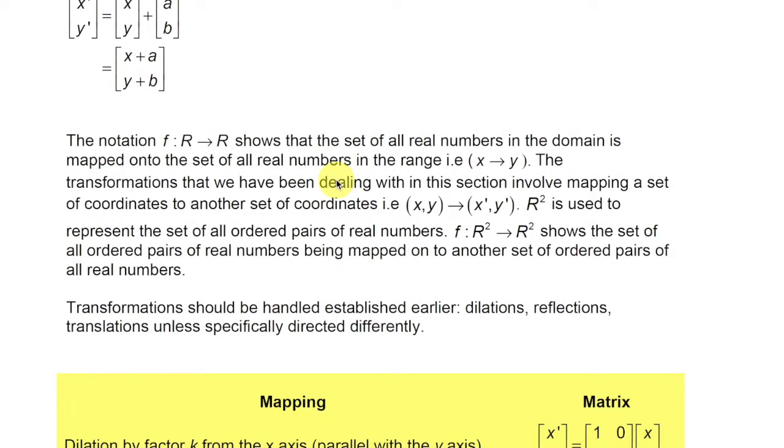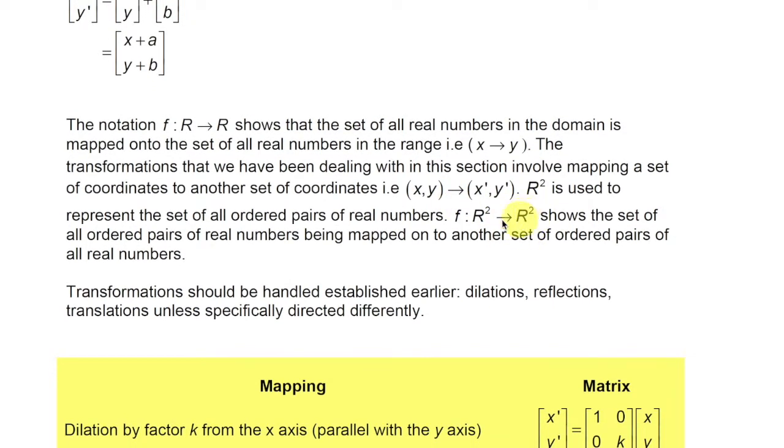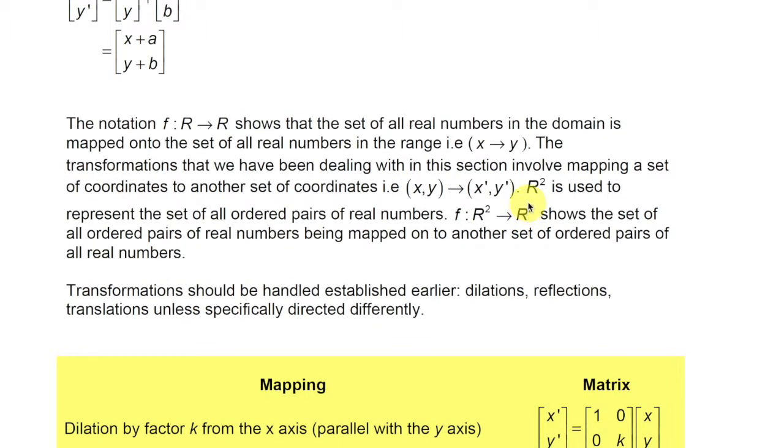Just some terminology, guys, too. If we're looking at the transformation of the original point xy becoming x prime, y prime, then R squared is used to represent the set of all real ordered pairs. Because it's got an x and a y, we're just using the power of 2 there. It's only a bit of terminology. It does come up from time to time in some questions. So don't be confused when you see it written like this, f such that R squared becomes R squared. That just means that we're talking about coordinate pairs rather than just particular values.